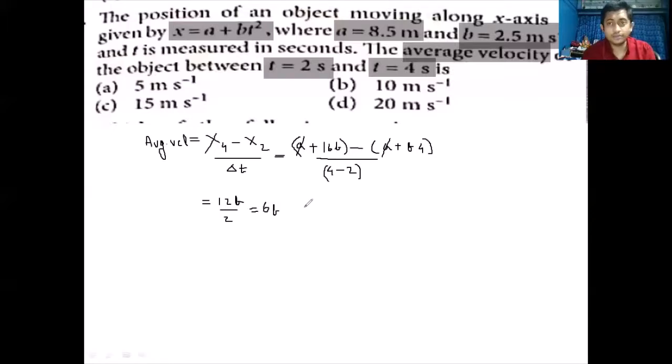And what was the value of b? B was 2.5. So we have 6 times 2.5. So 6 5s are 30, 3 carry. 6 2s are 12, plus 3, 15. So 15.0. So the average velocity is 15 meter per second. Option C.